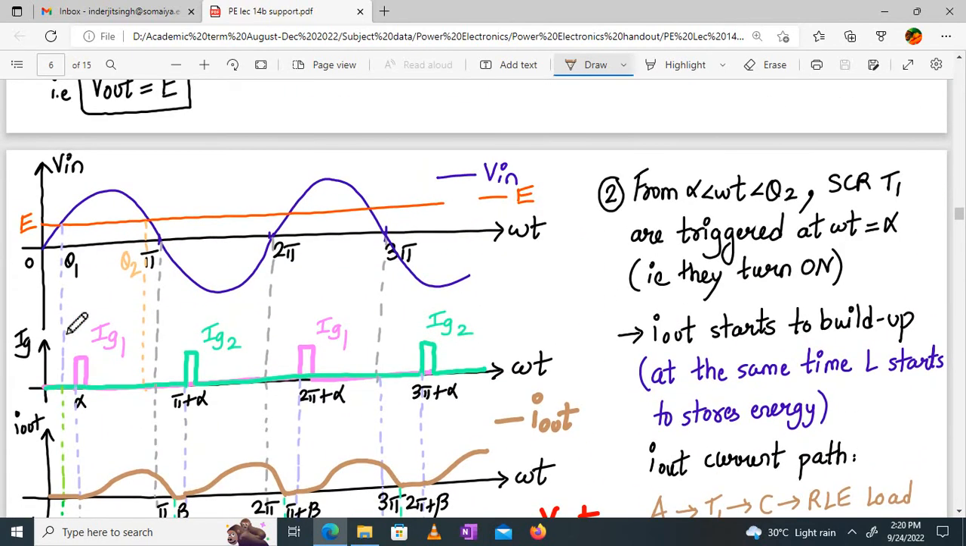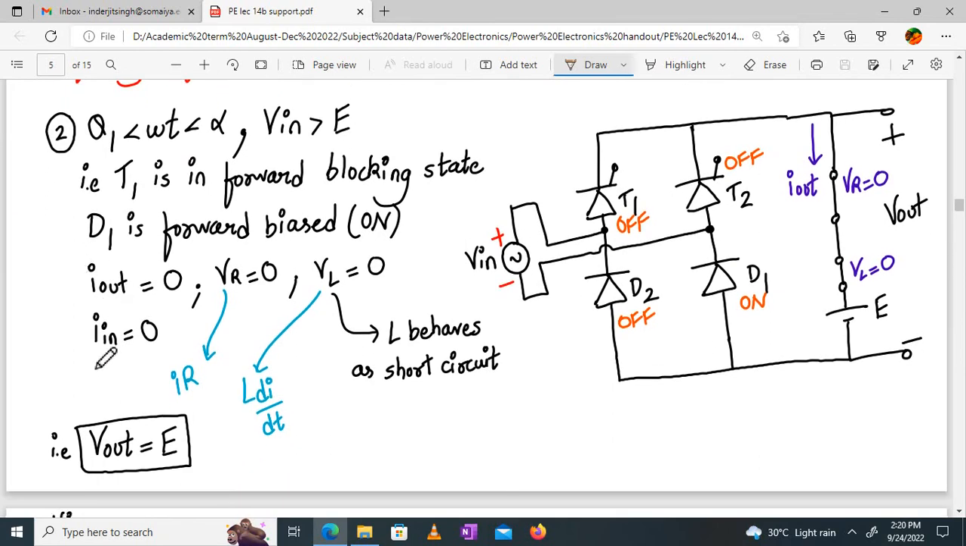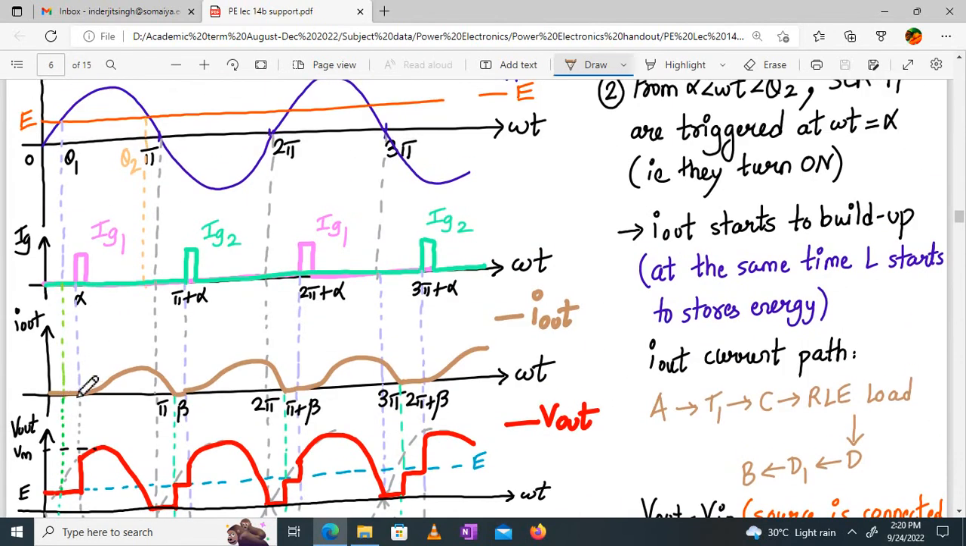Now the same behavior will continue from theta 1 to alpha. What is the difference from theta 1 to alpha? Your SCR T1 is in the forward blocking mode, right? Earlier from 0 to theta 1 it was in the reverse blocking mode. Now from theta 1 to alpha it is eligible to turn on, but it is not yet turning on. The same situation will arise: your I out and I in will be equal to 0, and your V out is still equal to E.